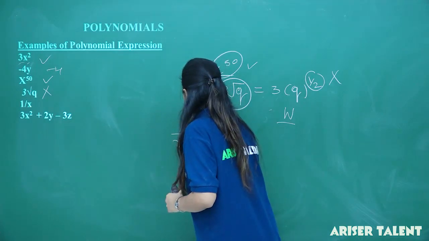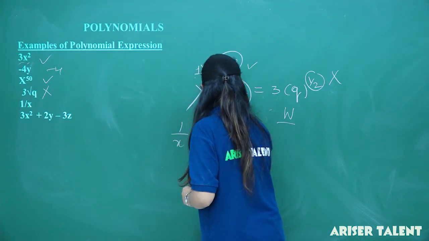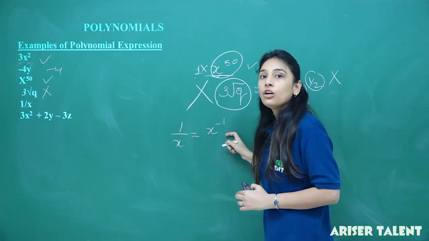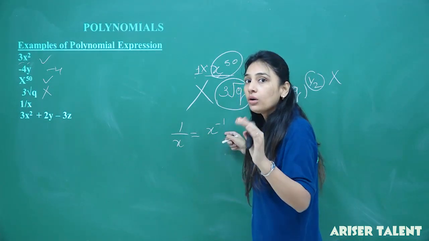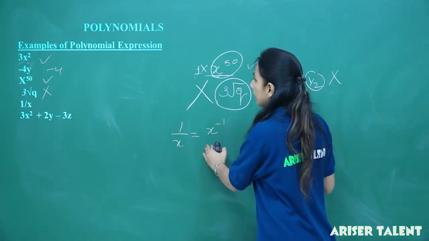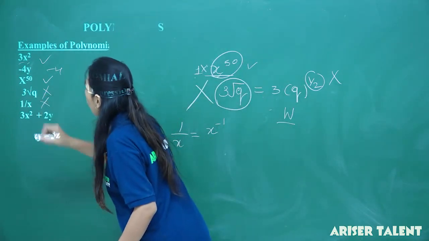Like 1 by x, you can rewrite it like x raised to power minus 1. Now is minus 1 a whole number? No, it's an integer but not a whole number. So here again, this is not a polynomial.